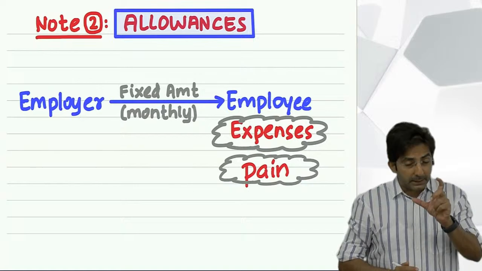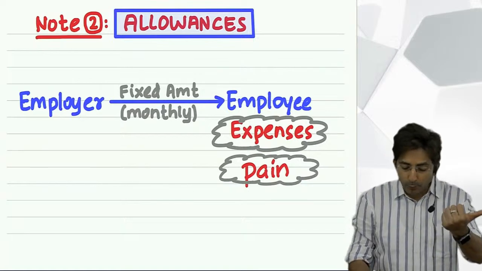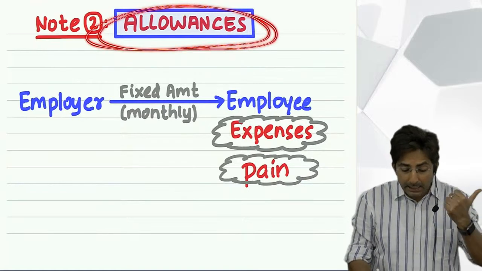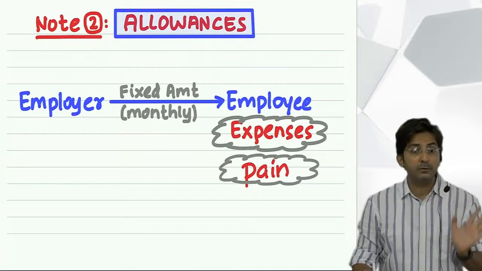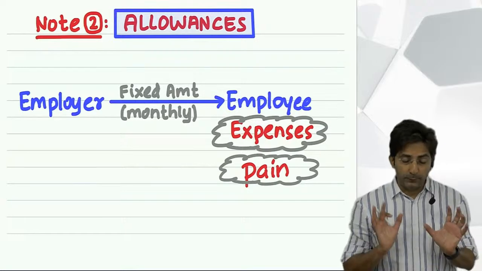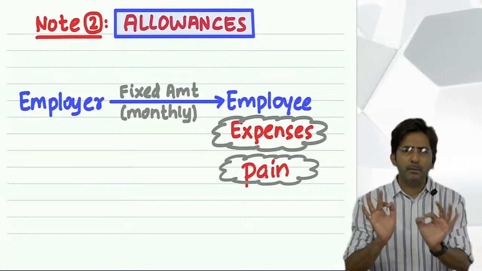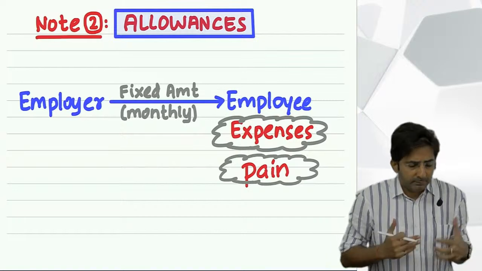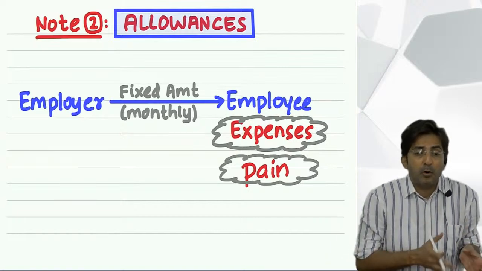And when a fixed amount is given every month, then only it can be called an allowance. The speciality of an allowance is, you know, it is not given randomly. It is fixed like a salary only. Every month a fixed amount will be given. And I am just justifying why a fixed amount is given.